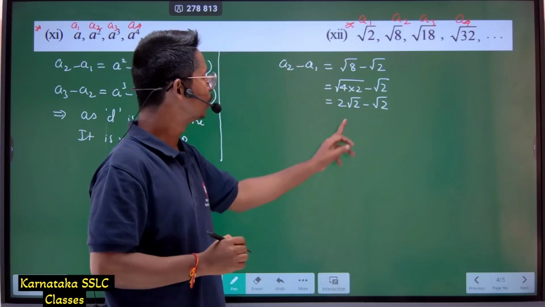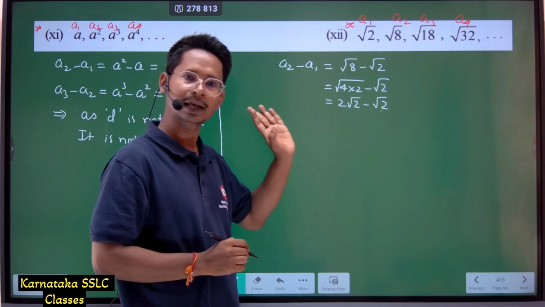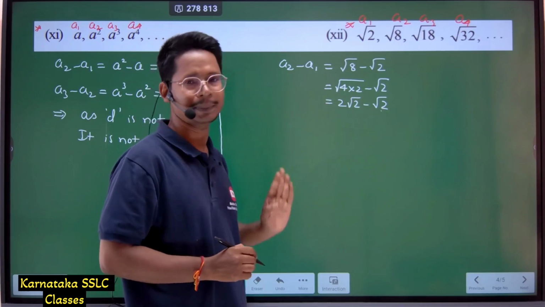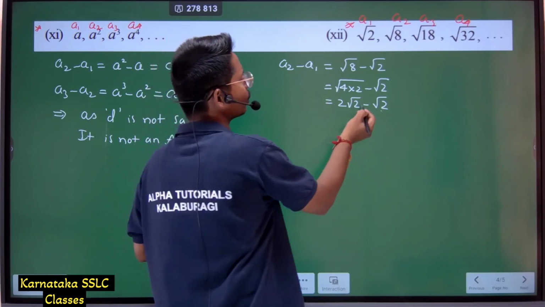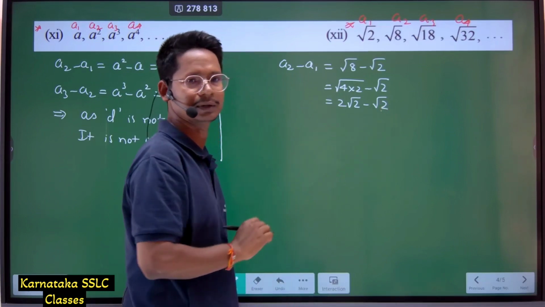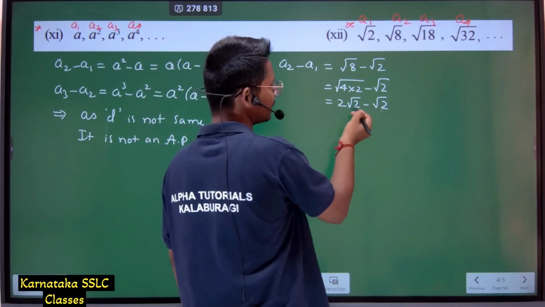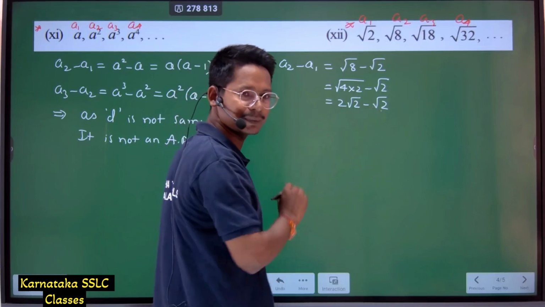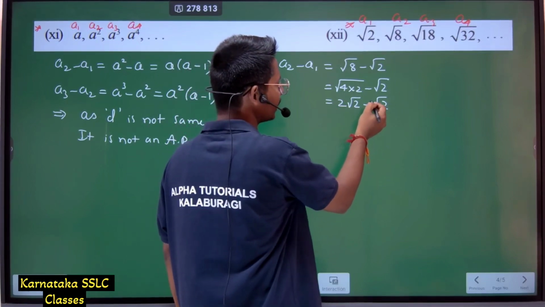Now you see root 2, which means they are like terms. Now you can subtract. Or even you can take root 2 common, that is also correct. As they are like terms, with the obvious method I can say 2 minus 1, nothing but you will get 1.